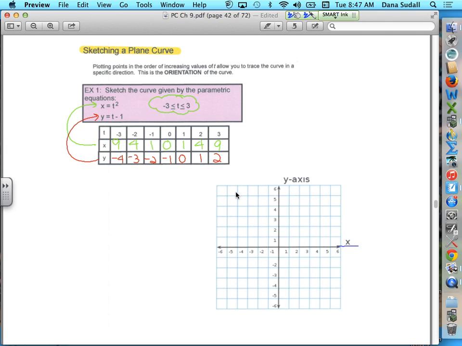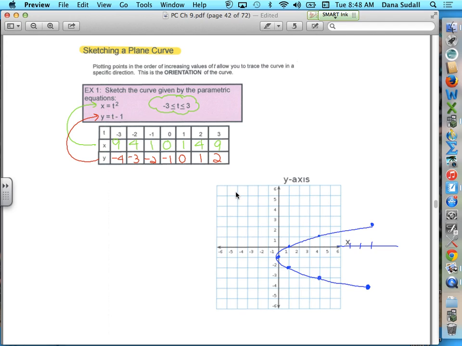So let's extend this a little bit here. So 9, -4. That's my starting point. And then when x is 4, y is -3. It's going to be right about there. When x is 1, y is -2. When x is 0, y is -1. And then we have 1, 0, 4, 1, and 9, 2. So the graph started down here, and then went through these points, and ended up back here.